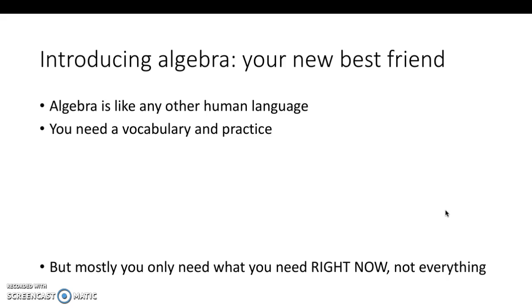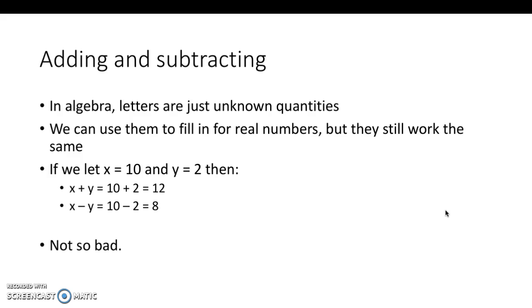Mostly the most important thing you need to know is that you don't need to know everything. You just need what you need right now. So let's start with a few basics. Adding and subtracting. In algebra, letters are just unknown quantities. We can use them to stand in or fill in for real numbers, but they still work the same. So if x is 10 and y is 2, then x plus y is the same as 10 plus 2, and that's 12. And x minus y would be 10 minus 2, and that's equal to 8.